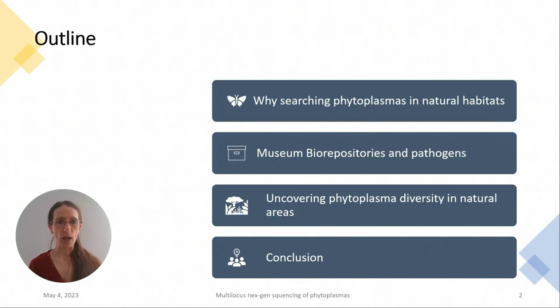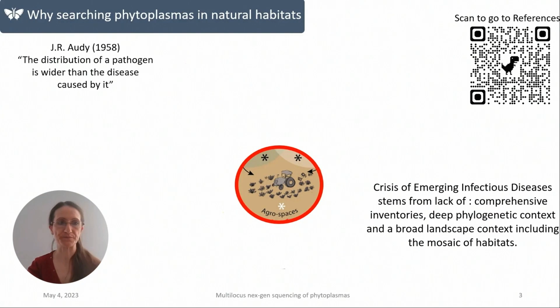Here is the outline for today. I'm going to start with a little overview of the main purpose and context of our research program at the University of Illinois, which is not only detection and characterization of phytoplasmas. First of all, I'm going to answer the question of why search for phytoplasma in natural habitats, and then I'm going to show you the importance of searching for pathogens using biorepositories. Third, I will present our results and then some conclusions.